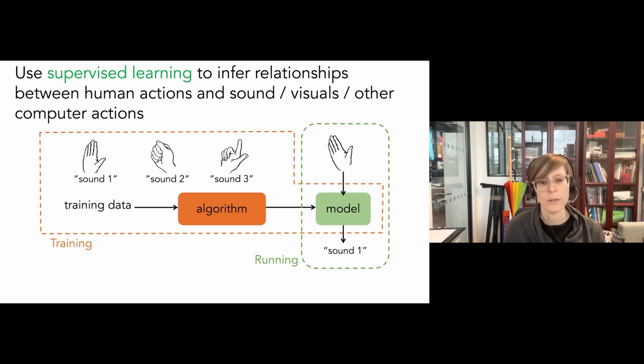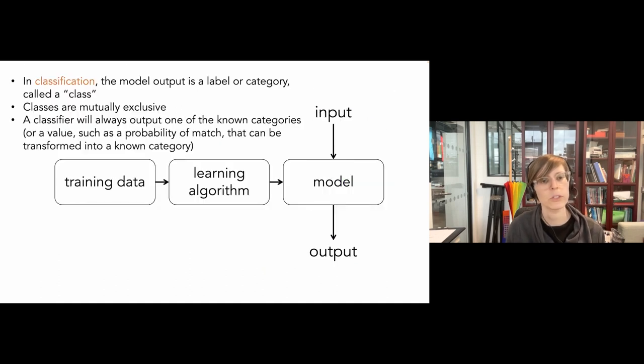All right, so there's two types of machine learning I want to talk about today. These are both supervised learning algorithm types. The first one is classification. So the example I just showed you where I'm choosing sound one, sound two, sound three, that's a classification problem where my model is outputting a label or a category or a choice from amongst a small number of things. And this label or category is sometimes called a class. These classes are mutually exclusive.